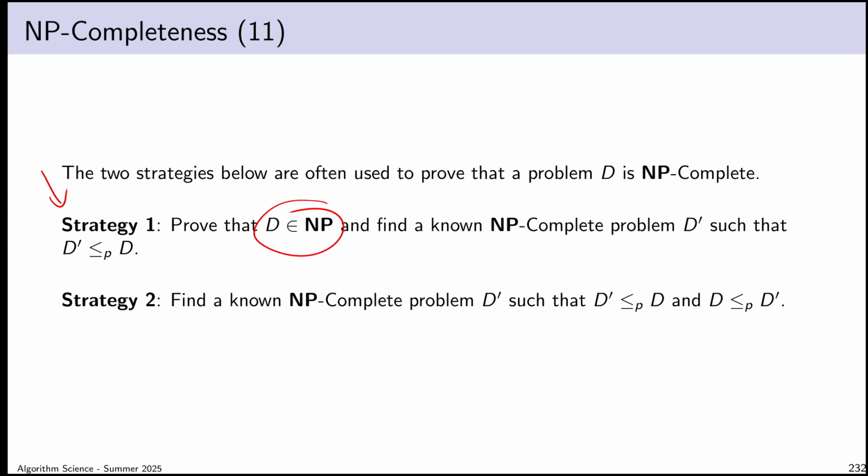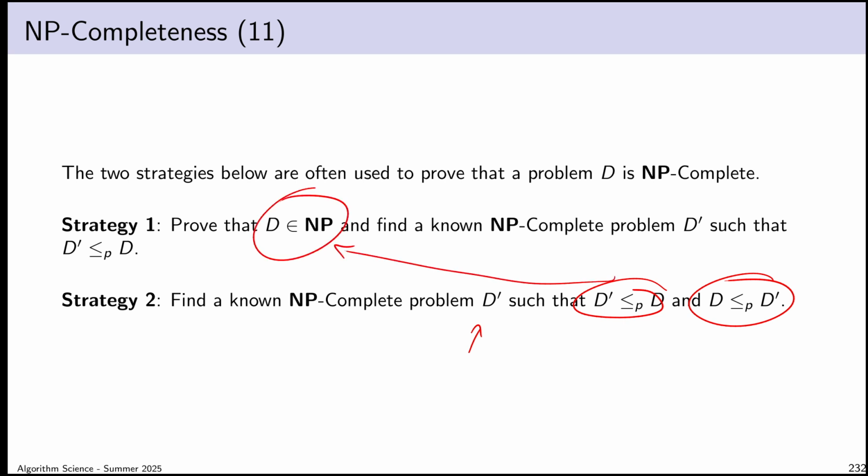So if I want to prove something is NP-complete, prove that the problem is in NP, find some other NP-complete problem, and show that I can use my problem D to solve that problem. So if every problem in NP can be solved with D prime, which is NP-complete, and I can solve D prime with D, well, that of course means I can solve everything in NP using problem D. Alternatively, I could find some NP-complete problem D prime and just use 2 reductions to demonstrate mutual reducibility. That would be sufficient to show that D is in NP.